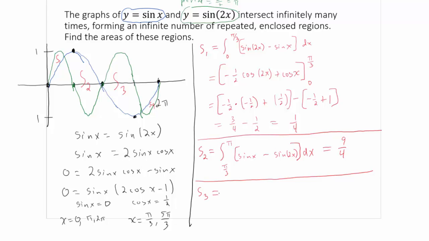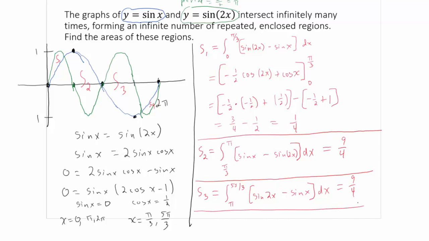S3. Well, that would be the integral from pi to 5 pi over 3. And notice again, the order, the upper function is the sine 2x, and the lower function is the sine x. Again, with respect to x. And if you go through all the calculations here, you're again going to get 9/4.